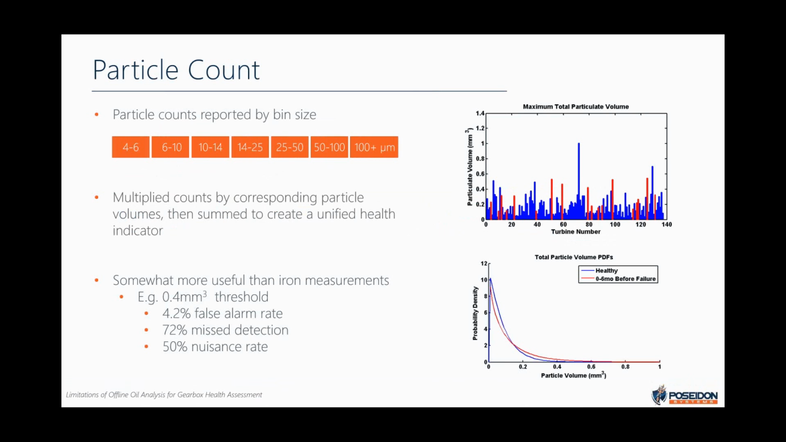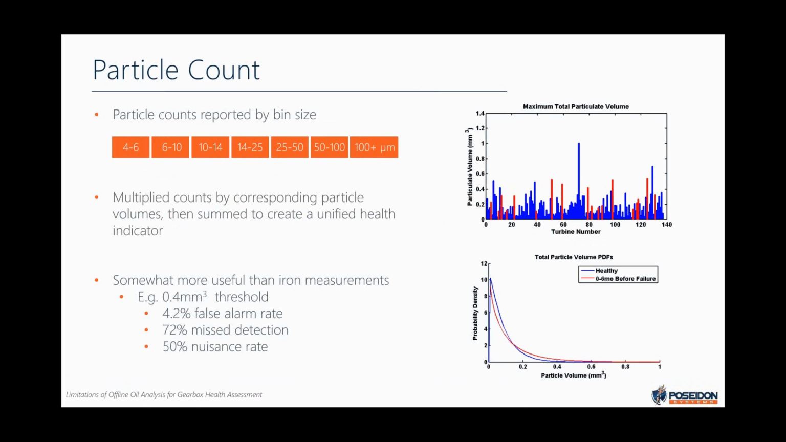This data is slightly more useful than the ICP-AES data, but it still falls well short of being a good asset health indicator. For example, if we use a 0.4 cubic millimeter threshold, we still end up with 72% misdetection rate, 50% nuisance rate, and 4.2% false alarm rate. That low false alarm rate is still due to the fact that there's very few turbines that actually meet that threshold.